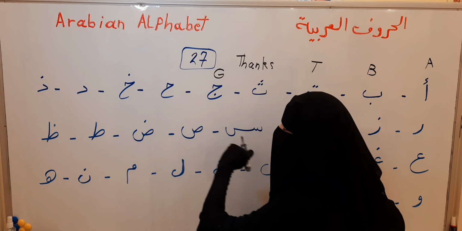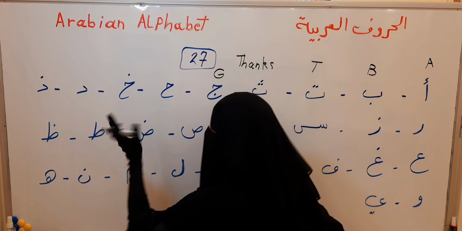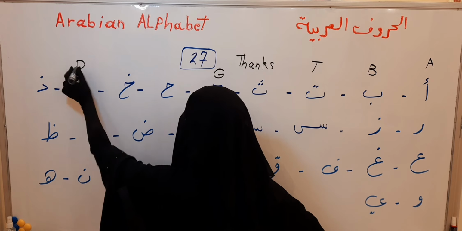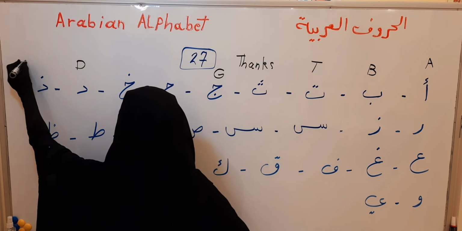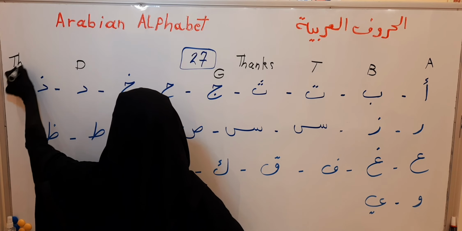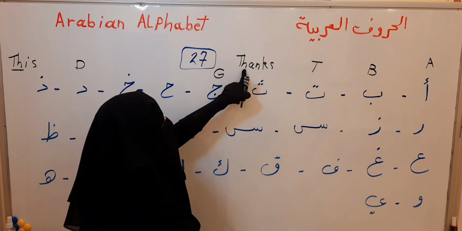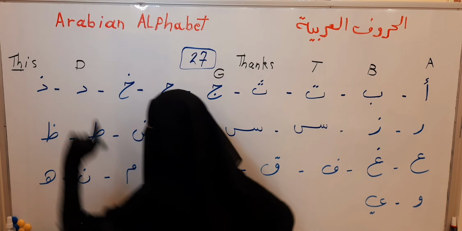like in English. Let's say ha. Kha, kh, nothing in English. Dal, D. Dhal, as we say this, not the, dhal, the, this, like this.